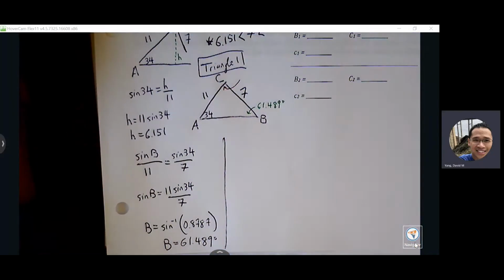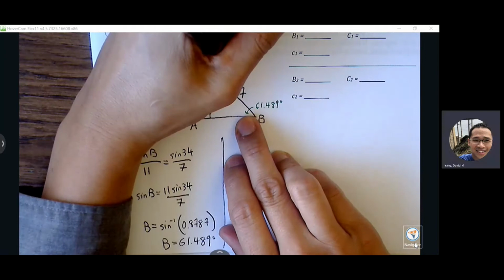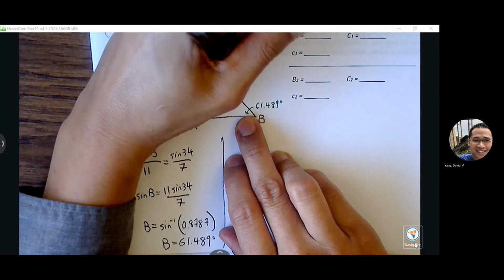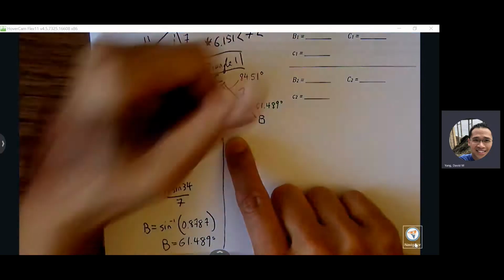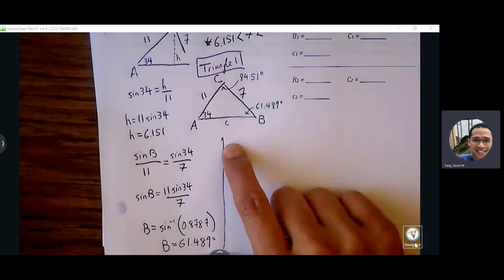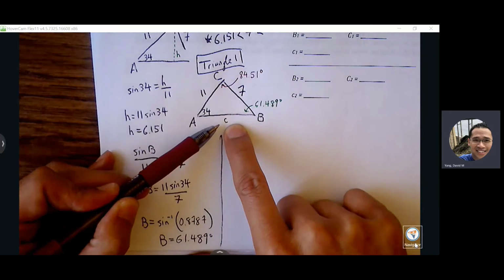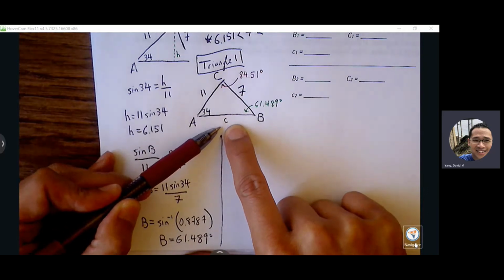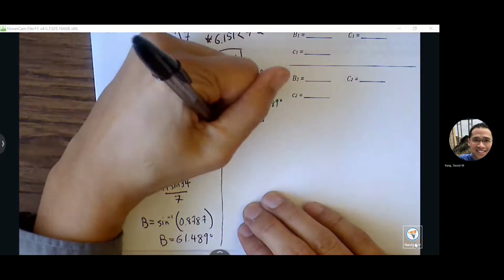What did you guys get for angle C? You guys get 84.5? Yeah, 84.5. So we have one last thing to do with this first triangle, and that is solve for side C. So we go through law of sines again. Law of sines will help us get there.